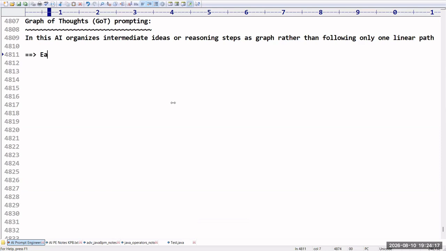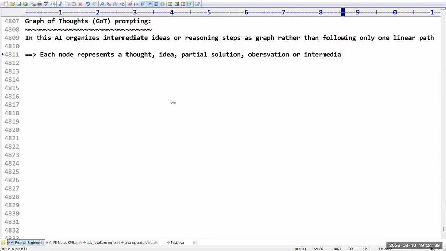In this, it is a graph, right? That's why each node represents a thought. Each node represents a thought or idea or partial solution or observation, or intermediate result. Anything, it can be anything. So next, multiple thoughts can be generated independently.